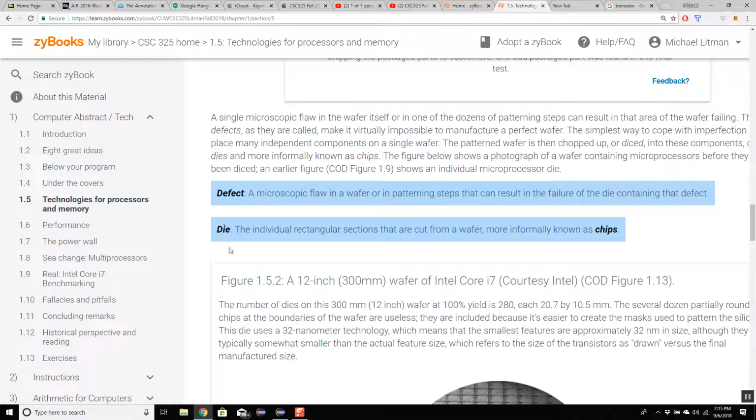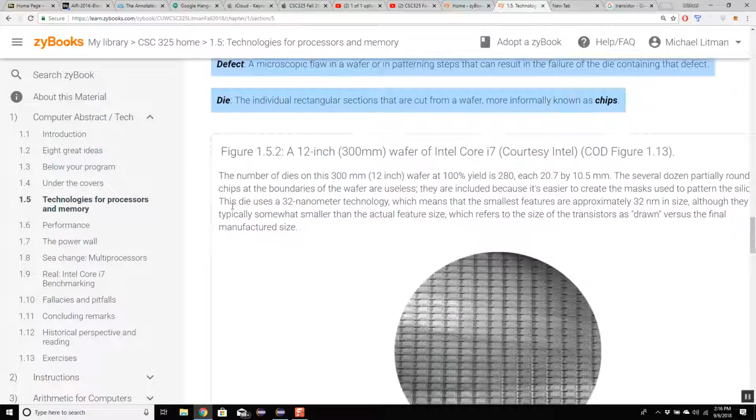So this whole idea of defects was a pretty big problem with IBM and the PowerPC processor in the early 2000s. A microscopic flaw in the wafer or patterning steps can result in the failure of the die containing the defect. I don't remember the exact numbers, but there was a pretty high rate of defects for the PowerPC G4 processor that IBM was creating, and that probably forced Apple to look pretty seriously at switching to Intel. It's probably a pretty big part of it.